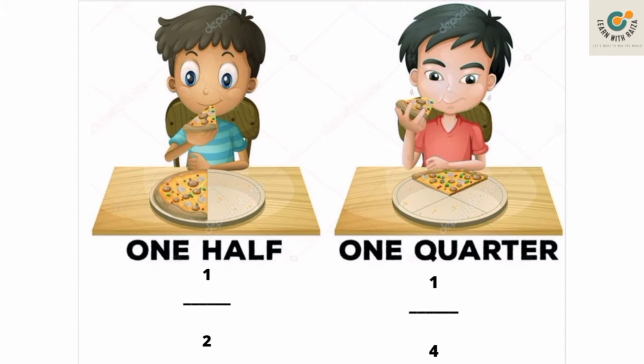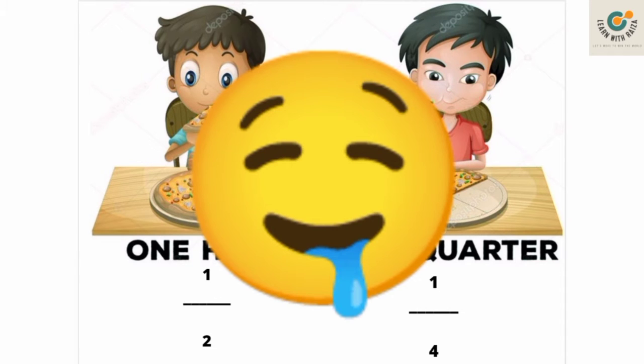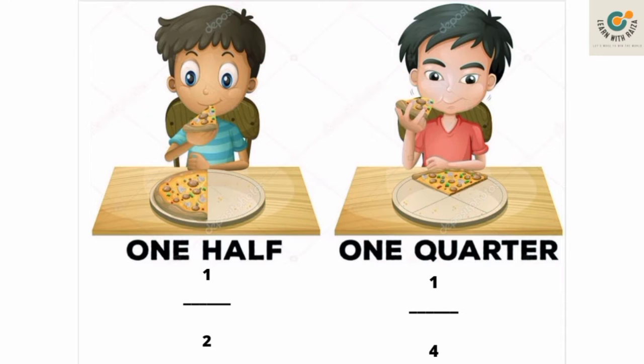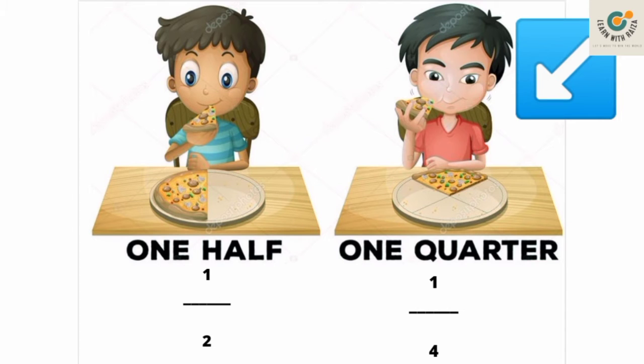A similar example is taken now. Here you can see 2 children sitting and having a delicious pizza. The first child with the blue t-shirt is having a pizza which is divided into equal parts and he has finished half of the pizza. That's why you can see exactly the other half is remaining. And the other boy has finished 1/4. So that means out of 4 equal parts of the pizza, 3 parts are over and 1/4 is remaining. 1/4 of the pizza is remaining.